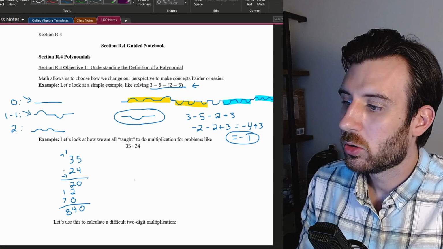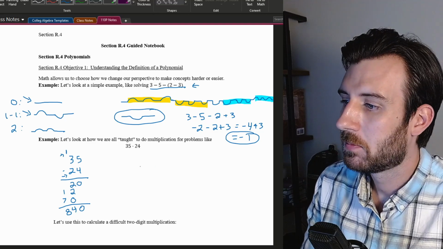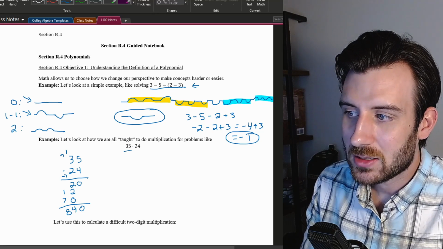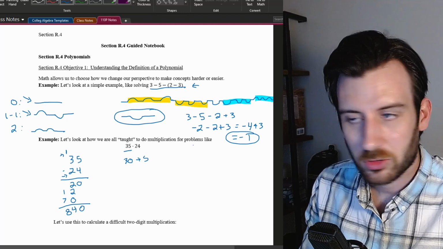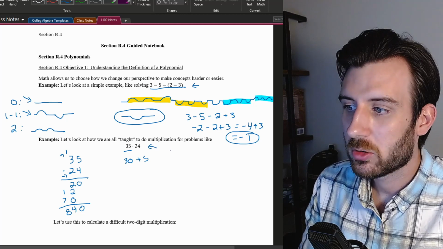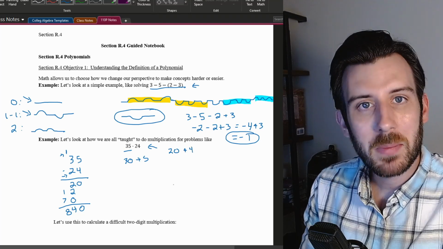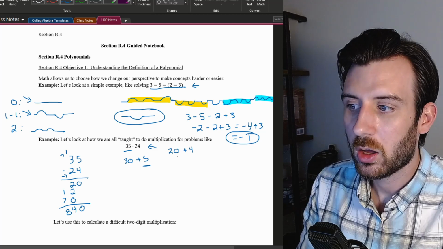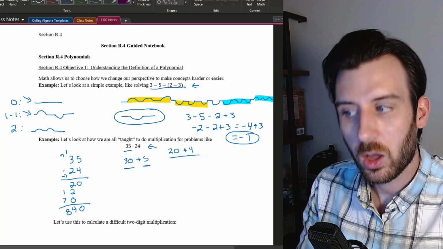Instead, I'd like to show you another way that we could look at this exact same process. Let's look at 35 as being 30 and 5. This makes sense to me. We can look at 24 similarly. That would be 20 and 4. Now imagine that I wanted to have 5 groups of 20 and 4, and I wanted to have 30 more of those groups of 20 and 4.